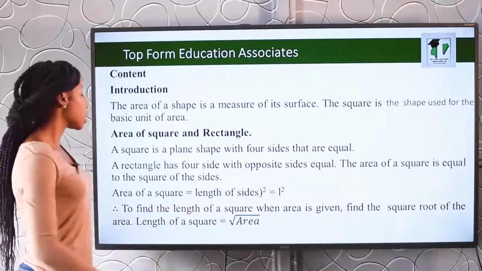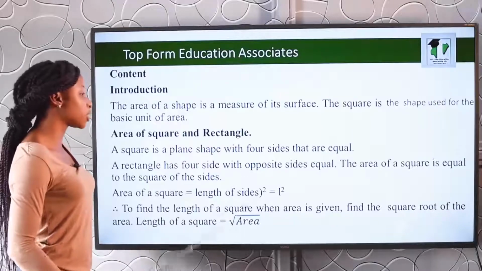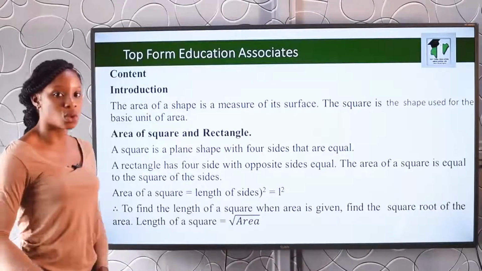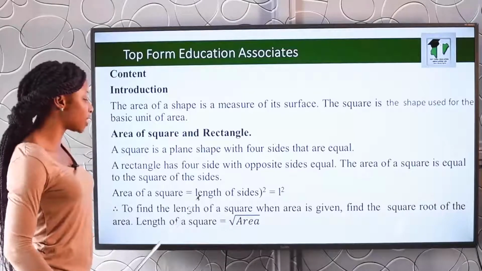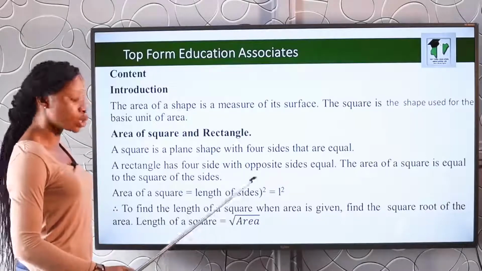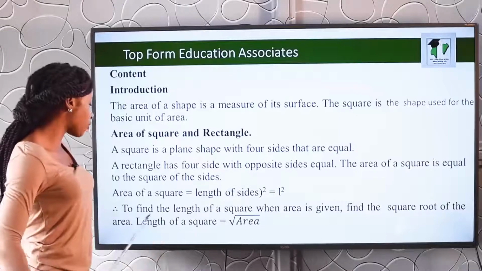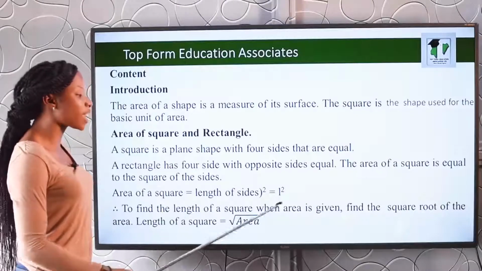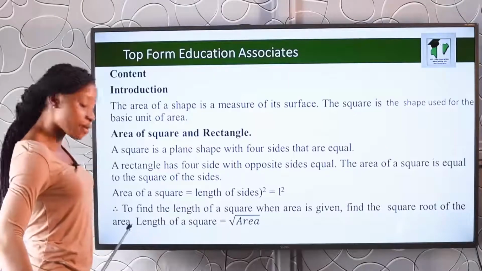The area of a square is equal to the square of the sides. So when looking for the area of a square, all you have to do is square the sides. Area of a square is given as L raised to power 2, that is, the length of sides squared. Therefore, to find the length of a square when area is given, find the square root of the area.